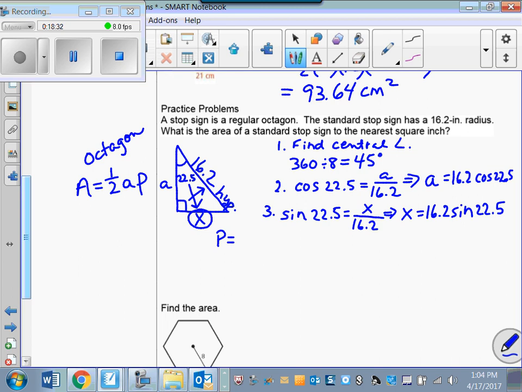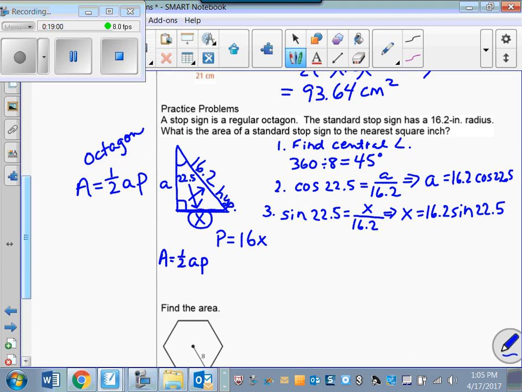x times 16, right? Because if you think about the regular octagon, it's got 8 congruent triangles, and this side right here is only half of one of the side lengths of the octagon. I hope that makes sense. So our perimeter is 16 of whatever this x value is. So we're just going to plug all this stuff into our calculator right now.